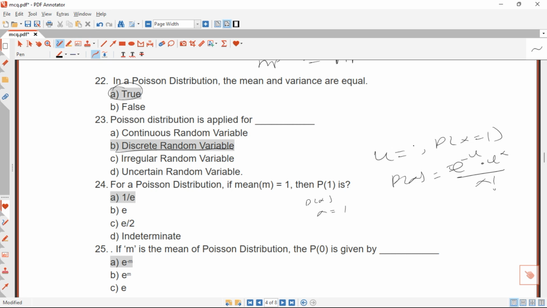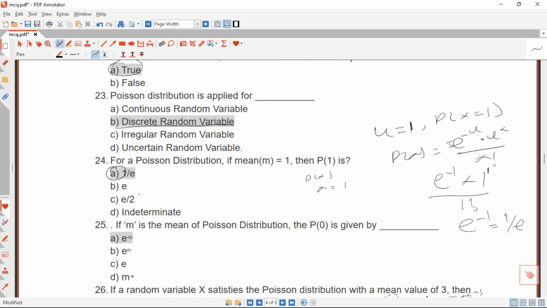Our mu is given as 1. So here we are going to have e raised to the power negative 1 times 1 raised to the power 1, because our x is also 1, divided by 1 factorial. If you multiply everything, you are going to get e raised to the power negative 1, and e raised to the power negative 1 can be written as 1 divided by e, of which that answer is A. The answer is A.